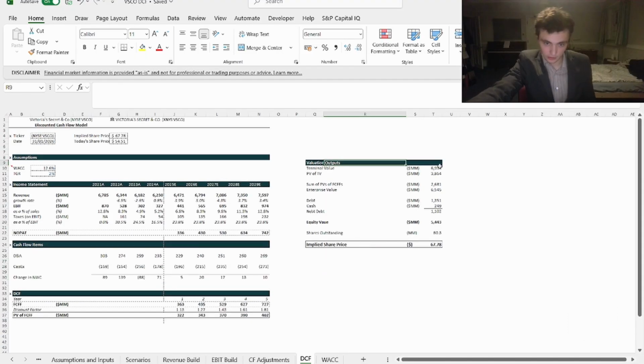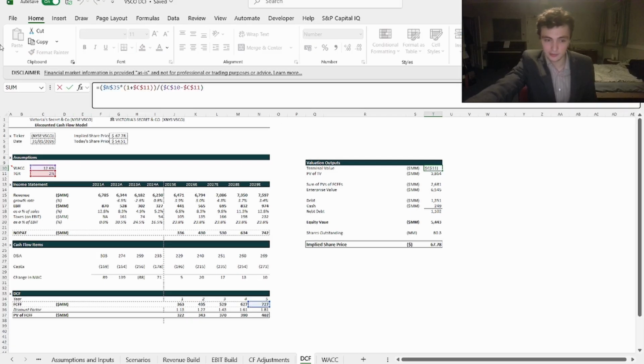Now, when we actually get to the terminal value, of course, it is calculated using the formula that Daniel has been through. That is the final year of free cash flow to the firm times 1 plus the terminal growth rate, over the WACC minus the TGR. For the TGR, I've just used 2%, which is pretty standard.